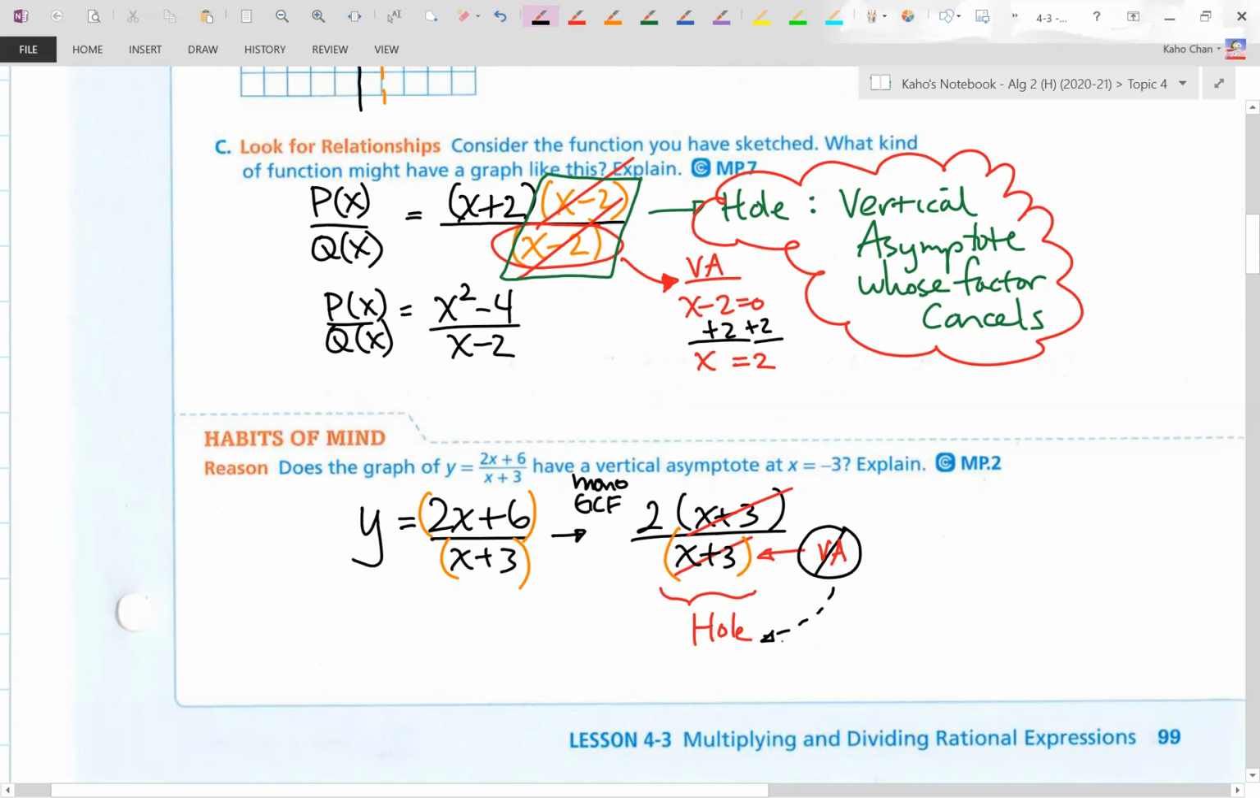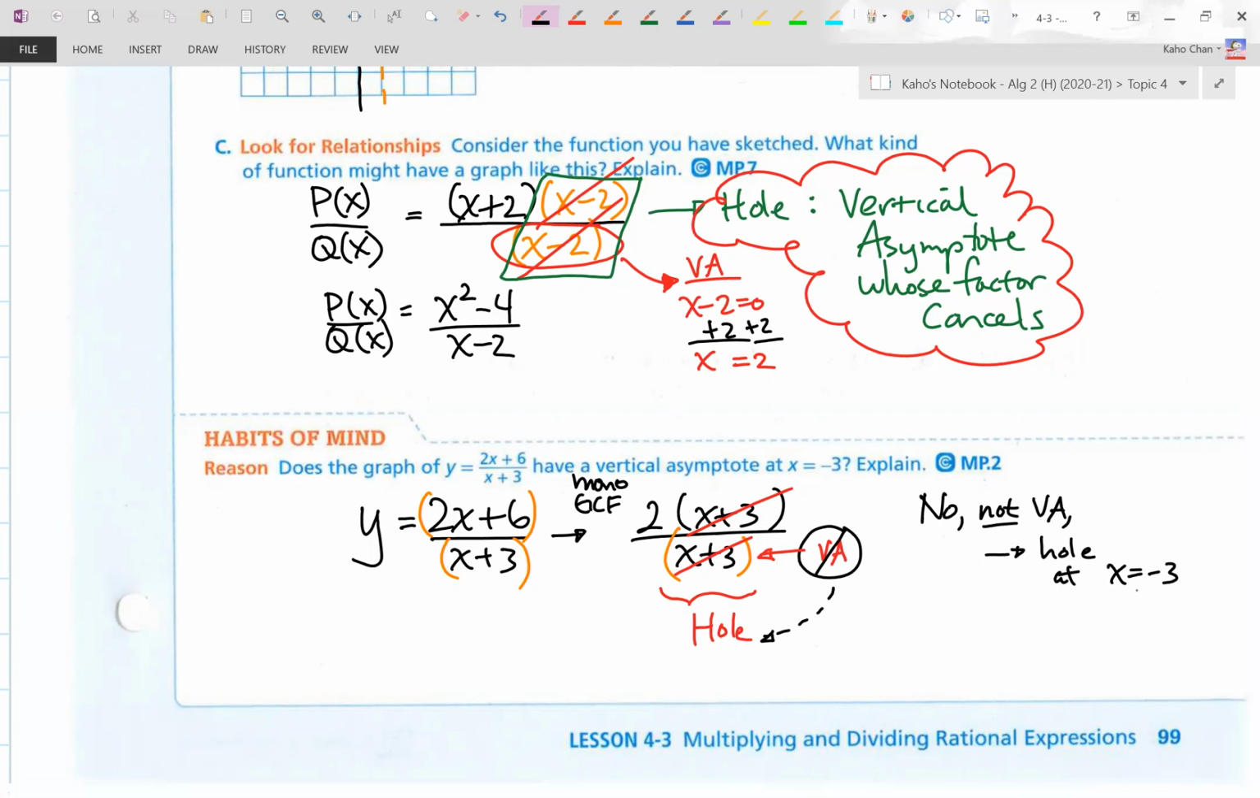And that's not a vertical asymptote. So the answer is no, not a vertical asymptote. It's a hole at x equals negative 3. So this is a tie-in with the last section, which was lengthy itself.